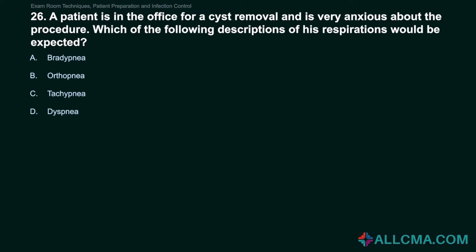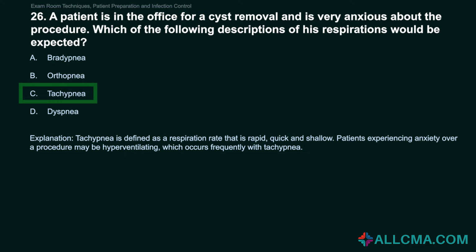26. A patient is in the office for a cyst removal and is very anxious about the procedure. Which of the following descriptions of his respirations would be expected? A. Bradypnea. B. Orthopnea. C. Tachypnea. D. Dyspnea. Correct answer, C. Tachypnea. Tachypnea is defined as a respiration rate that is rapid, quick and shallow. Patients experiencing anxiety over a procedure may be hyperventilating, which occurs frequently with tachypnea.